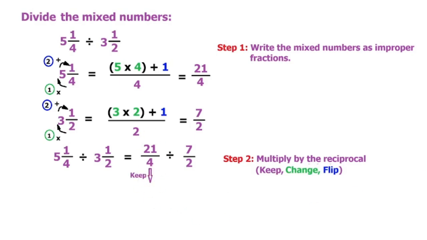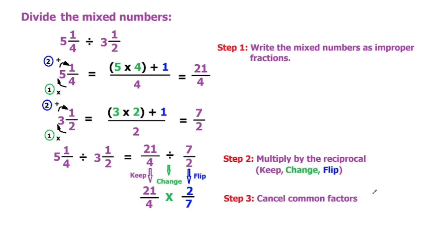So we keep this one, 21 over 4. We change the division to a multiplication, and we flip 7 over 2 and it becomes 2 over 7. Okay, so that's how you divide fractions. Now we can cancel the common factors. The common factors are the cross multiplication usually, and so we know 7 fits into 21 3 times and 2 fits into 4 twice. So let's start with 2 and 4.